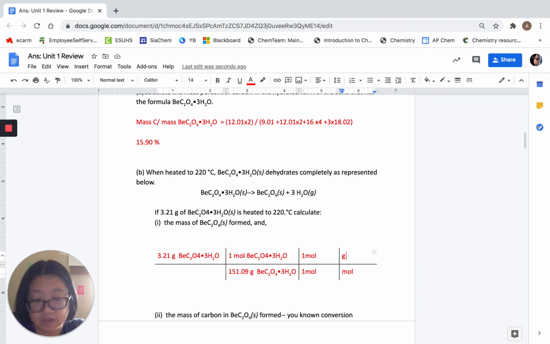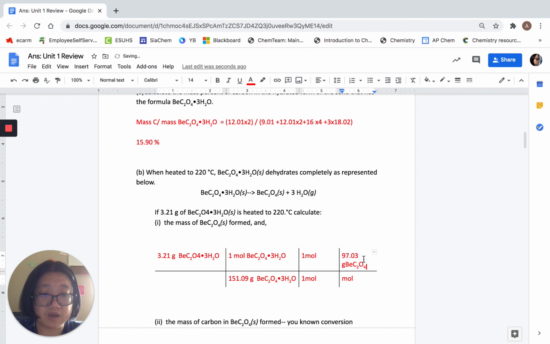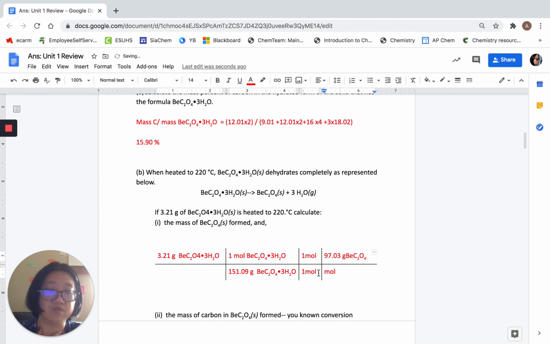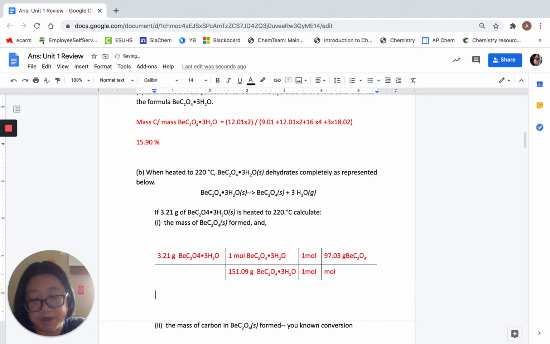Okay. And then that would be the grams of BeC2O4 without the water. So let me go ahead and see what that would be without the water. That would be 97.03. So that would be BeC2O4 without the water. Okay. So more or less, that's what we're doing. Right here, 1 to 1 is from the Be hydrate with the water to the Be without the water. So again, I'm not writing in full, which you should know how to do. Okay, so anyway, let's go ahead and do that.